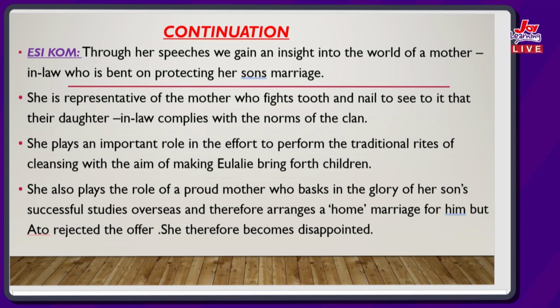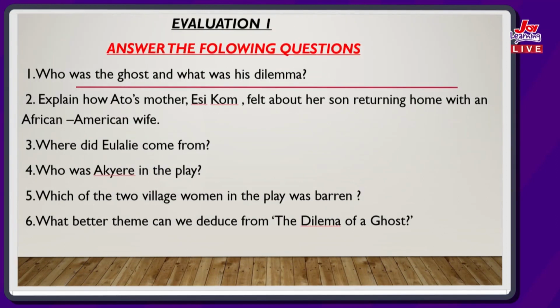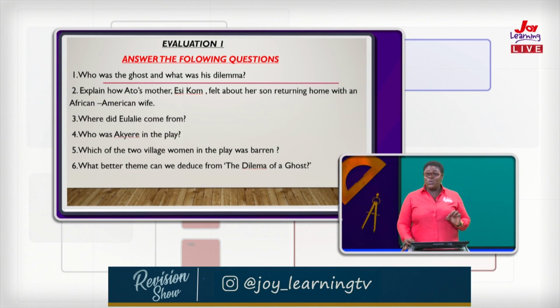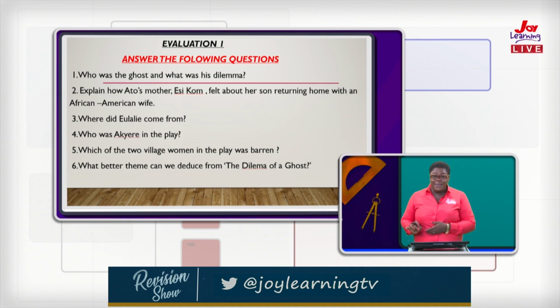Okay, so we've gone through the story, we've gone through the elements, and we've spoken about the conflict, the characters and all that. So I want us to go through these questions, and this is where I need you most. Number one, who was the ghost and what was his dilemma? We have all read The Dilemma of a Ghost. We know the story in and out, okay? So who was the ghost and what was his dilemma?